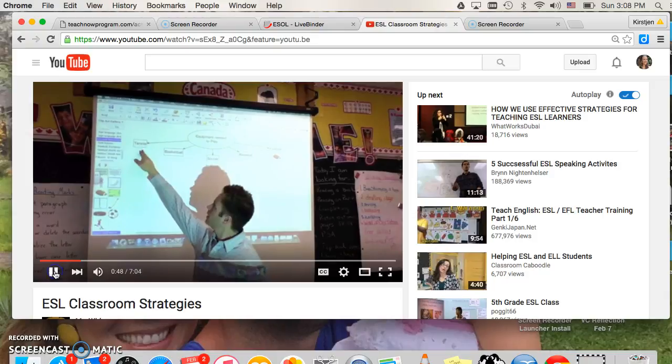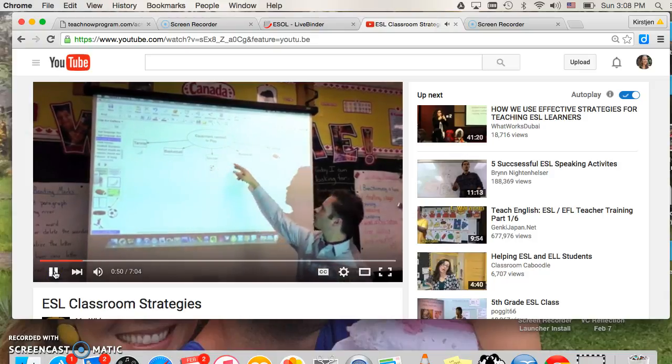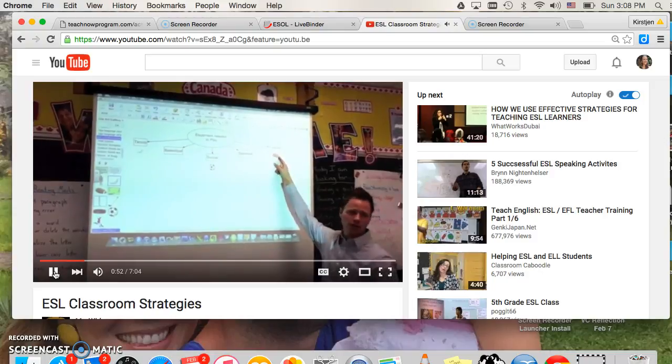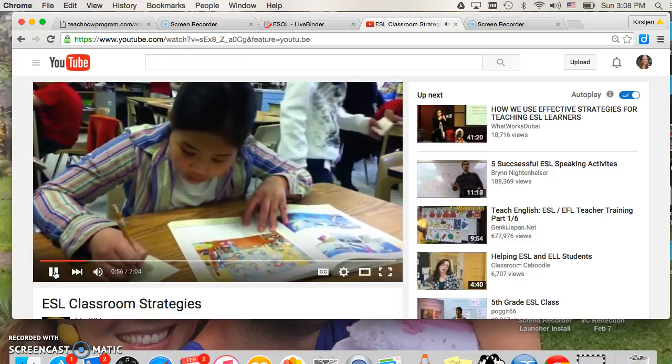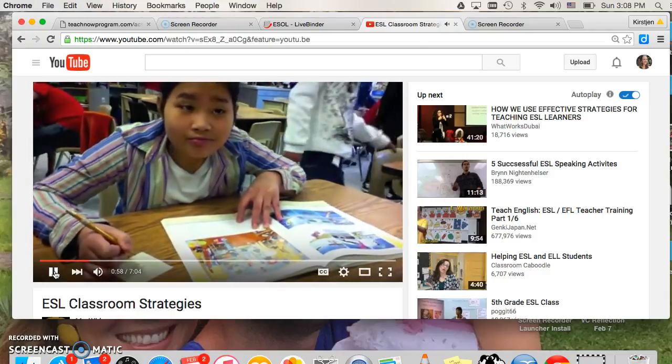Tennis, basketball, soccer, baseball, and football. Great use of a picture dictionary to find the equipment for sports.